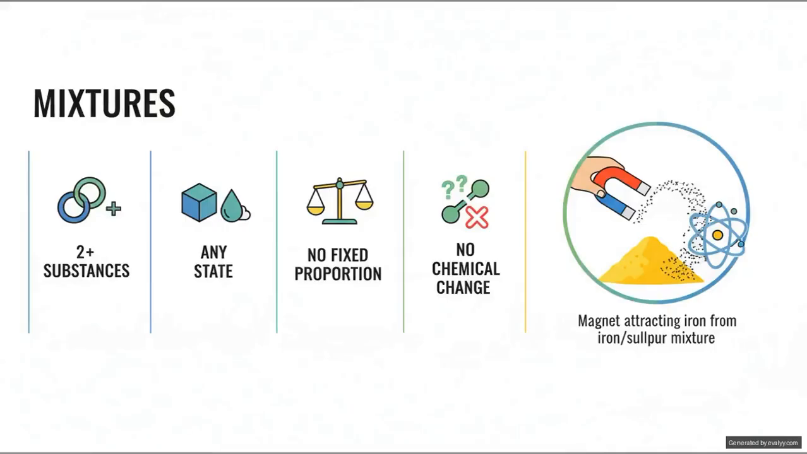Mixtures have several key characteristics. They are composed of two or more pure substances, and their components can be solids, liquids, or gases. Importantly, there is no fixed proportion for mixing components, and the components do not undergo a chemical change. A crucial characteristic is that mixtures retain the properties of their individual components, as seen when iron filings are still attracted to a magnet in a mixture with sulfur powder.